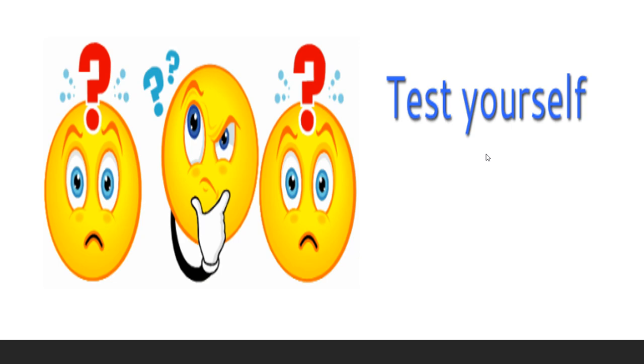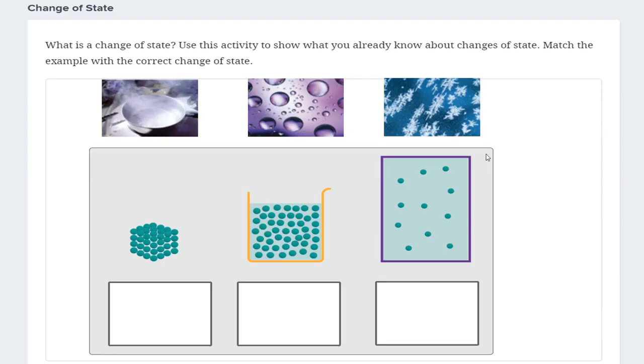So now test yourself. Let's see how you do. Number one, what is a change of state? In this activity, show what you know by matching the picture with the molecules. So which picture would go here? The first, the second, or the third?